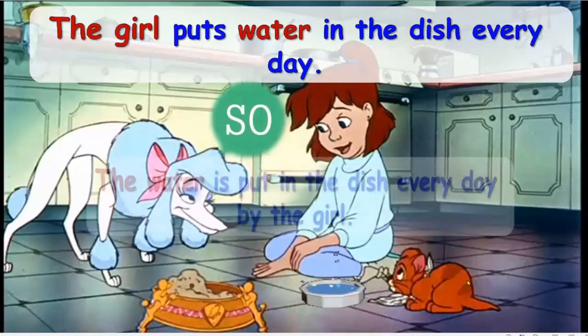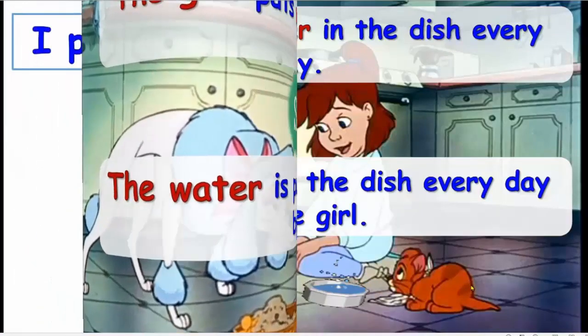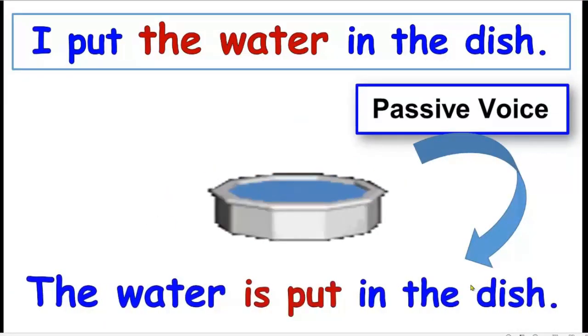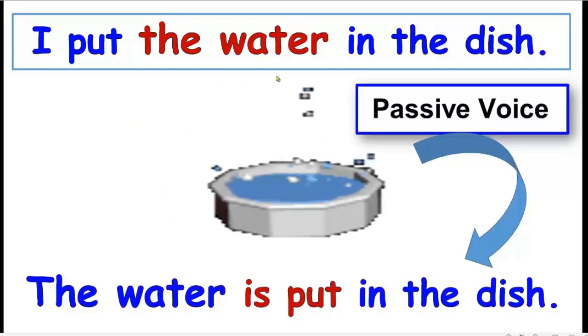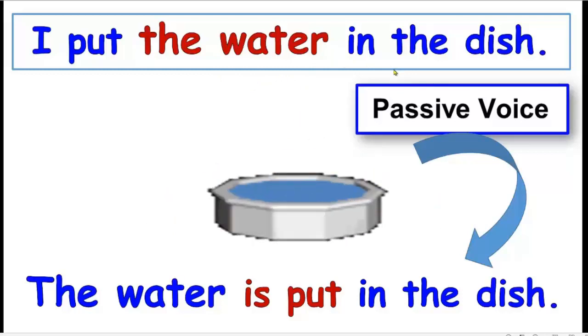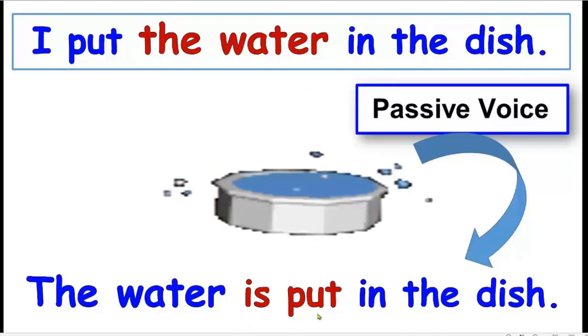So, the water is put in the dish every day by the girl. I put the water in the dish. If I want to change this active sentence into passive voice, it will be the water is put in the dish.